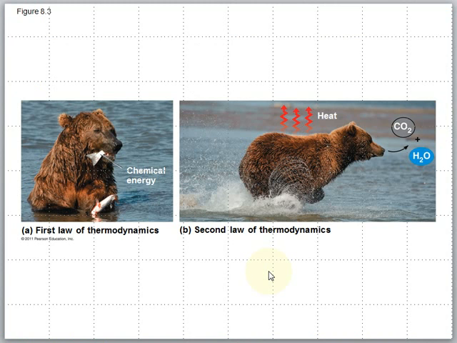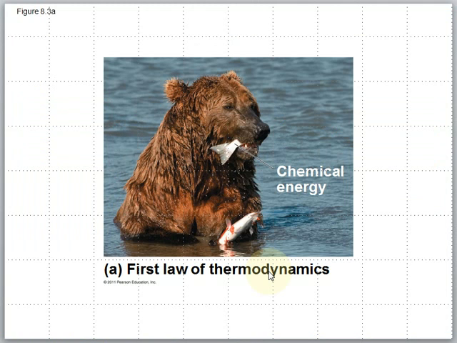So let's talk about those two laws as they relate to biology. Let's take a look at this little bear chowing down on this fish. He's eating what looks like a salmon. That salmon has stored chemical energy in its body. That salmon got its energy by eating probably other smaller fish, who probably ate plankton, who got their energy from the sun. So that energy is transformed and transferred, but it's never disappearing or being created.